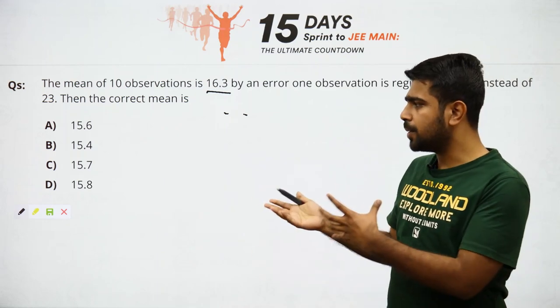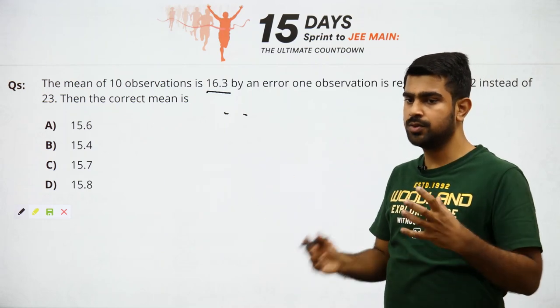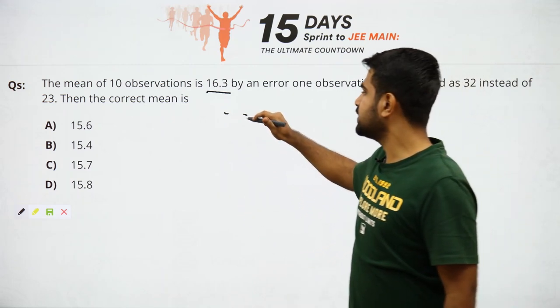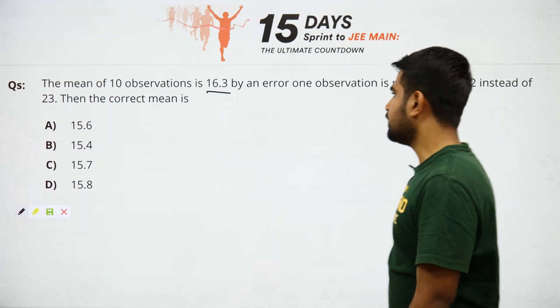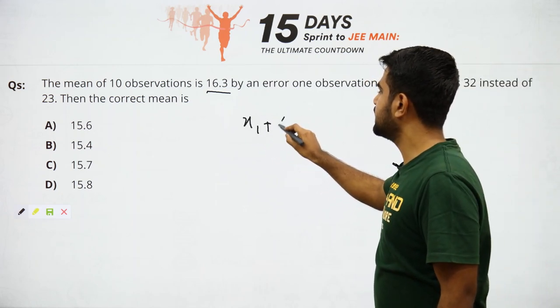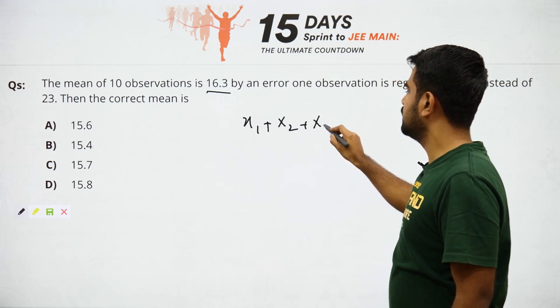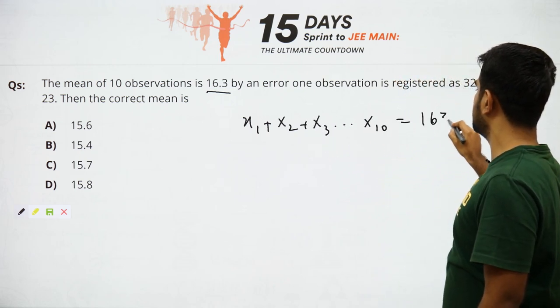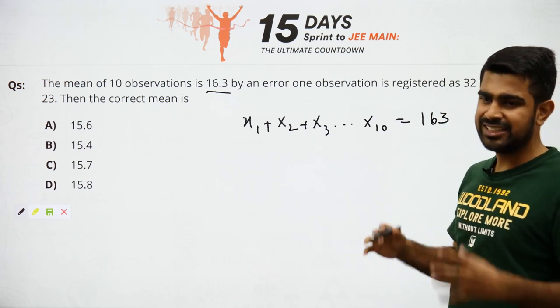And guys, they have given options pretty close. So you have to work it out and then get it correctly. You cannot guess here. So let us try to work it out. Now, so the mean of 10 observations is 16.3. That means what? X1 plus X2 plus X3 and so on till X10 is going to be 163. Okay, that is my mean. That is given to me.